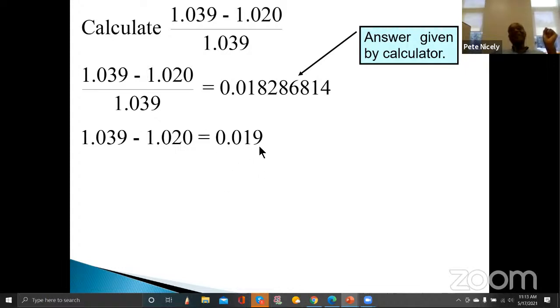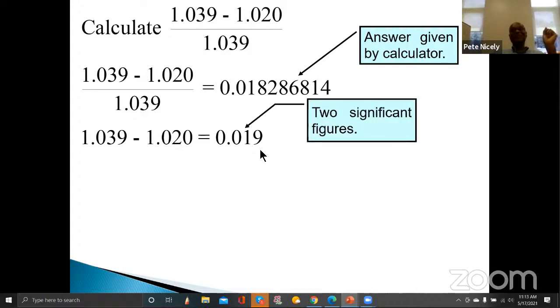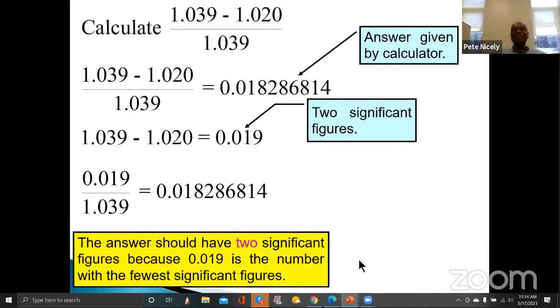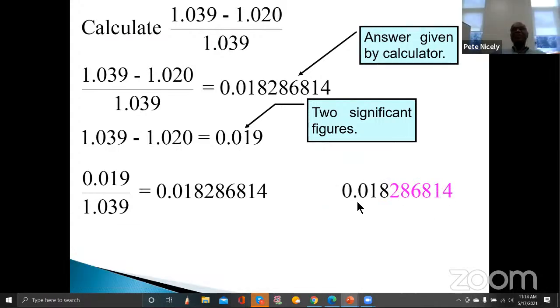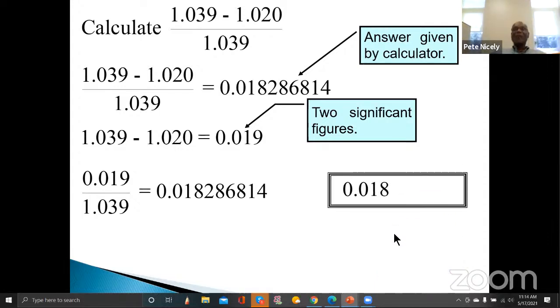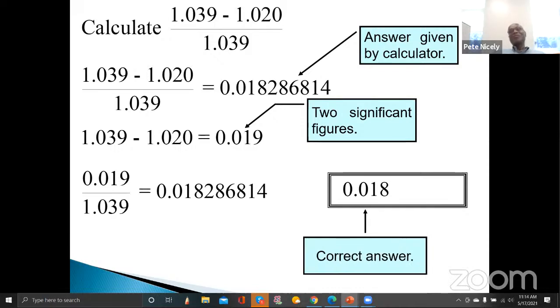It turns out that this is also expressed to 2 significant figures, all right? So when you do the second part where you divide this by the 1.039, as I said before, you're going to get this on your calculator display, but because you have 2 significant figures above and you have 4 significant figures below, that means that you have to round off your answer to 2 significant figures, which means that your final answer is going to be 0.018. So we drop these digits here and we end up with the final answer being 0.018.